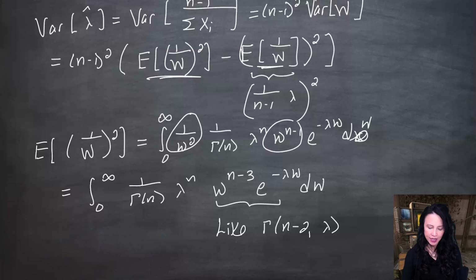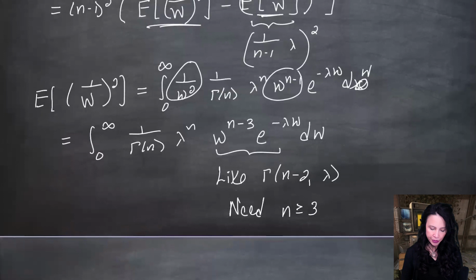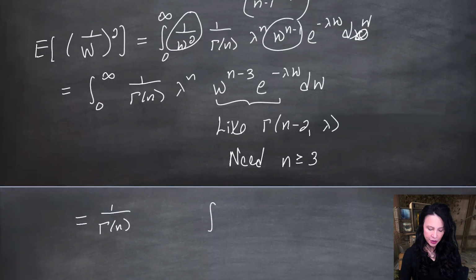I need that exponent up there to make sense. So we do need the sample size to be greater than or equal to 3, or this doesn't make sense. You could continue the problem, but you could say the variance of my estimator is infinite if I only have such a small sample. So assuming that n is greater than or equal to 3, I'm going to make this look like the correct gamma PDF. I have 1 over gamma of n. And in here, I want 1 over gamma of n minus 2. So I want a gamma of n minus 2 out here.